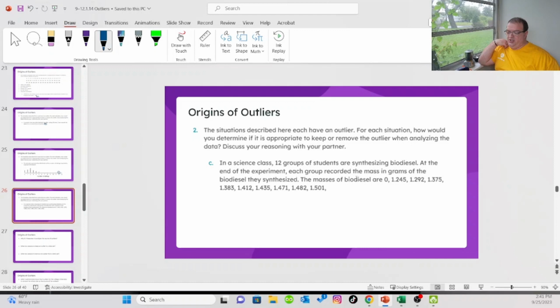Part C, in a science class, 12 groups of students are synthesizing biodiesel. At the end of the experiment, each group recorded the mass in grams of the biodiesel they synthesized. The masses of biodiesel are given. So if we were looking at this one, our outlier is going to be 0. This would mean that somebody was not successful in synthesizing any biodiesel. So if there was an error in their experiment, we could remove it. But if they were just unable to complete, then we might not. So in this situation, we would need a little more information on why this group of students did not synthesize any biodiesel.